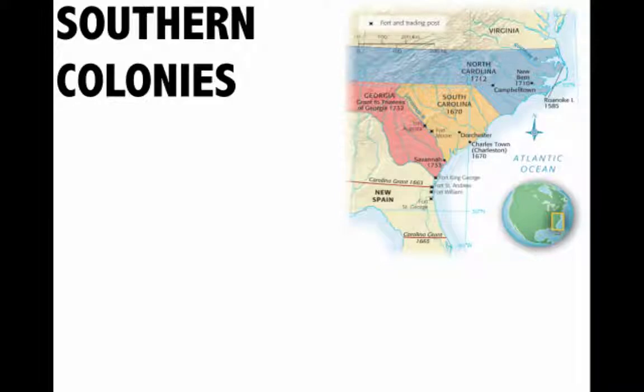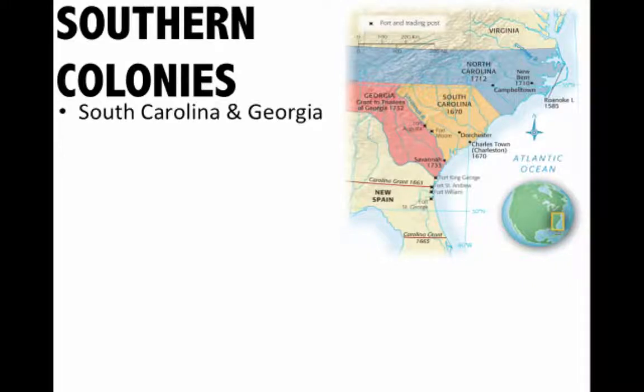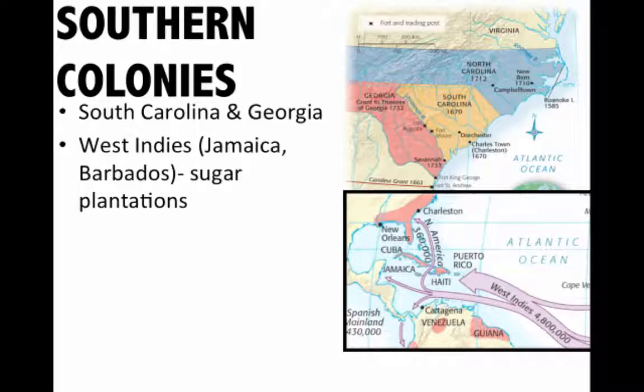Finally, the southern colonies, which includes South Carolina, sometimes North Carolina, but kind of more similar to Virginia and Georgia. And what a lot of people don't realize also is the fact that you're dealing with the West Indies. England had colonies in the West Indies, for instance, Jamaica and Barbados. Sugar plantations are going to be key in that area.